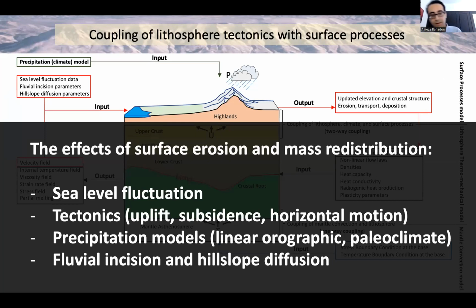But there is still one more thing here. We have the third driving factor for landscape evolution in southwestern North America, and that is the effects of surface erosion and mass redistribution. And we investigate this effect through the coupling of lithosphere tectonics with surface processes.